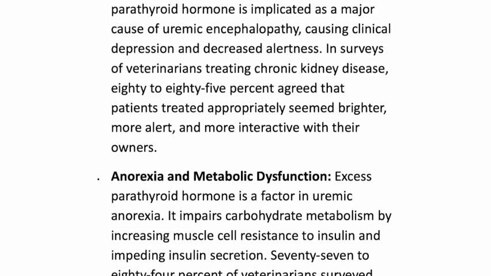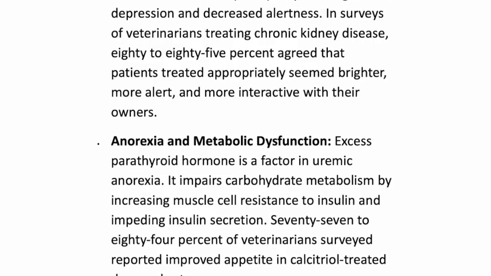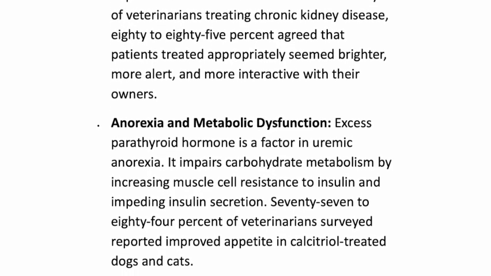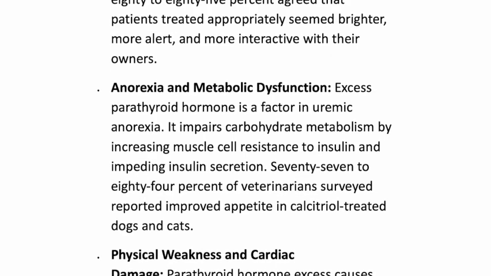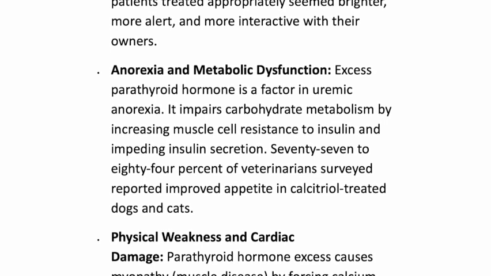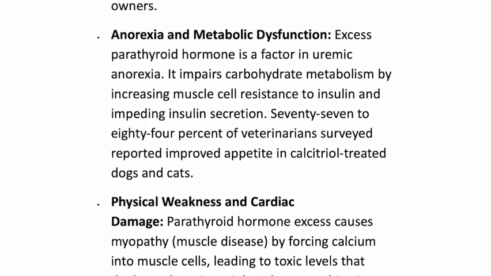Anorexia and metabolic dysfunction. Excess parathyroid hormone is a factor in uremic anorexia. It impairs carbohydrate metabolism by increasing muscle cell resistance to insulin and impeding insulin secretion. 77 to 84% of veterinarians surveyed reported improved appetite in calcitriol-treated dogs and cats.